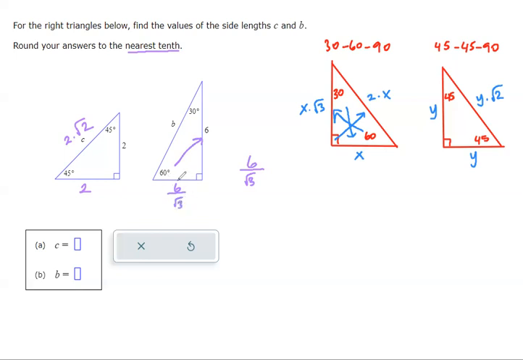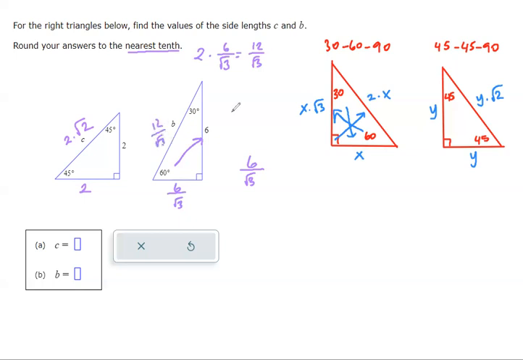Okay, so this is a smaller leg basically. And if you multiply this number by 2, I should be getting the hypotenuse, because the hypotenuse was the smaller leg times 2. So if you multiply this number by 2, you will get 2 times 6 over root 3, and that would be just 12 over root 3.